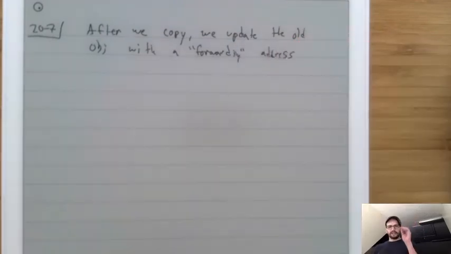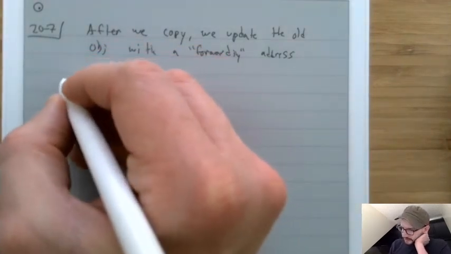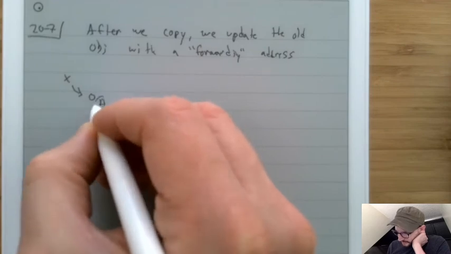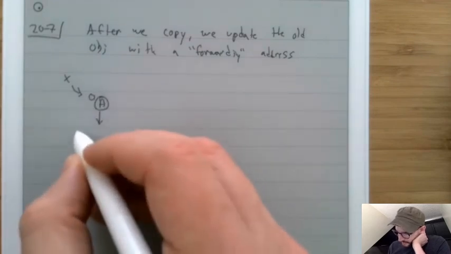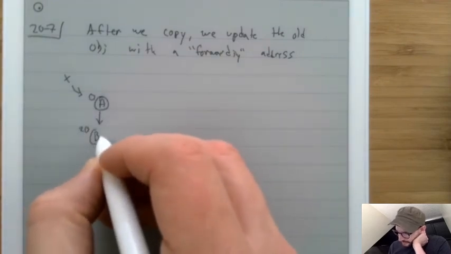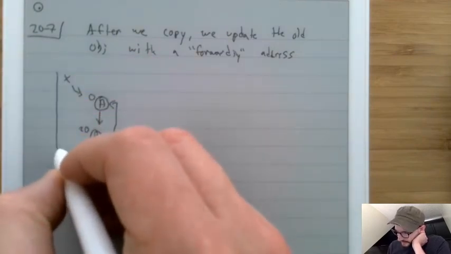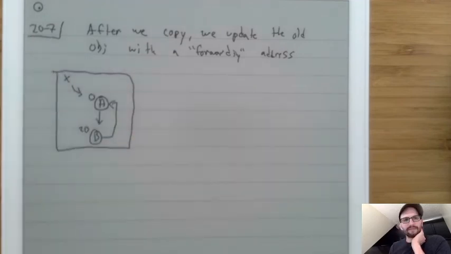So here's the way that it's going to look. X is going to point to A at 0. A is going to point to B at 20. B is going to point back to A at 0. That's going to be the first state.